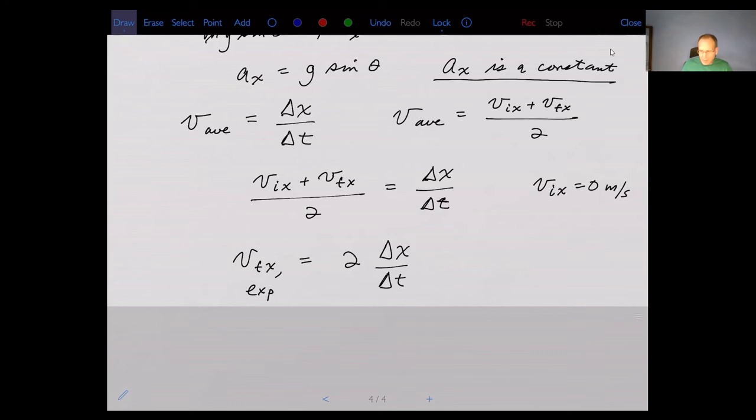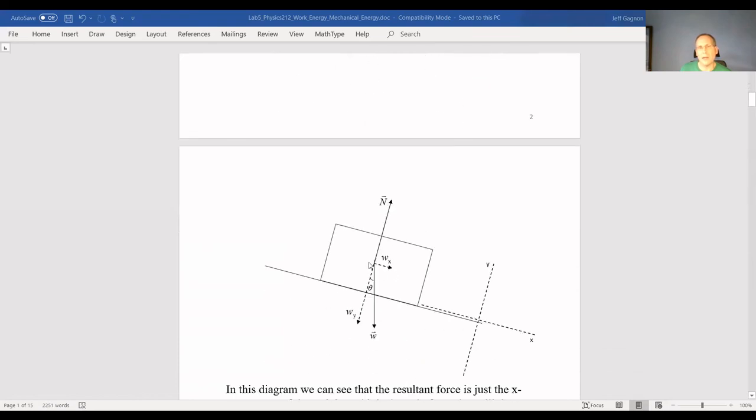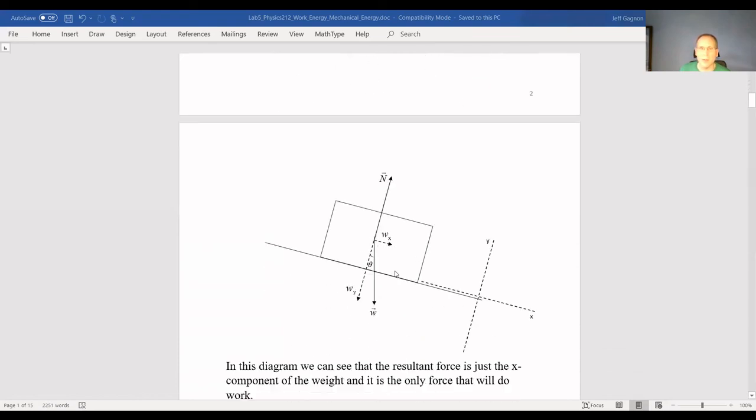Okay, so in terms of this part of the lab, let's go back to the handout and go over what questions you guys need to answer. So I drew some pictures here and you can see, if you add the normal force plus this is the weight vector. So if I go from the tail of the normal force to the tip of the weight vector, I get this resultant force, which is my net force, but that's just equal to the x component of the weight. So that's why we're saying that the net force is simply the x component of the weight.